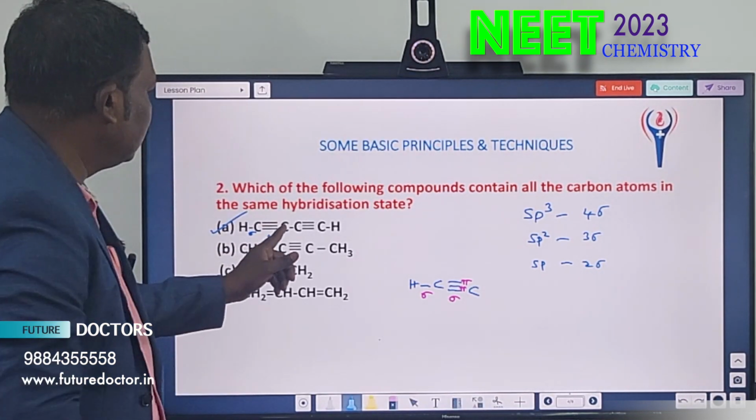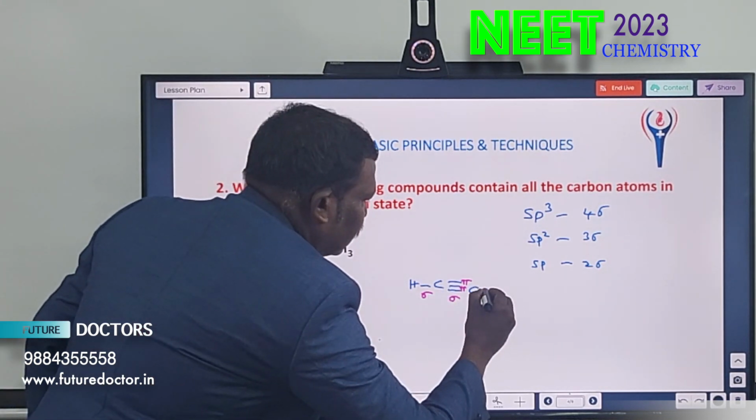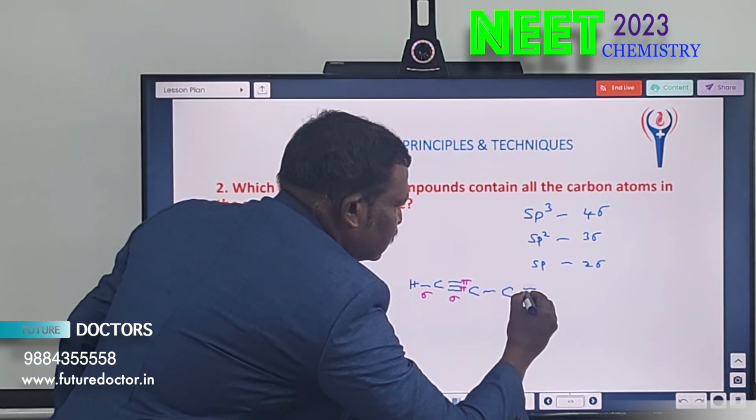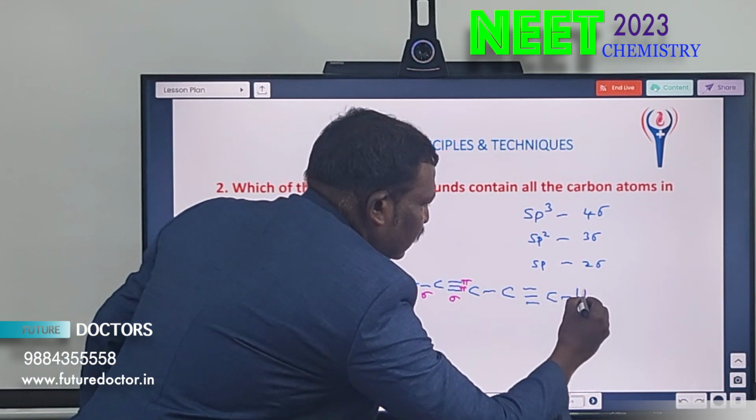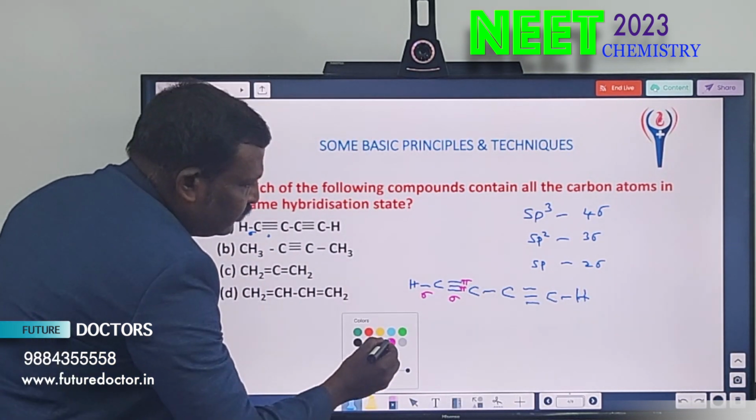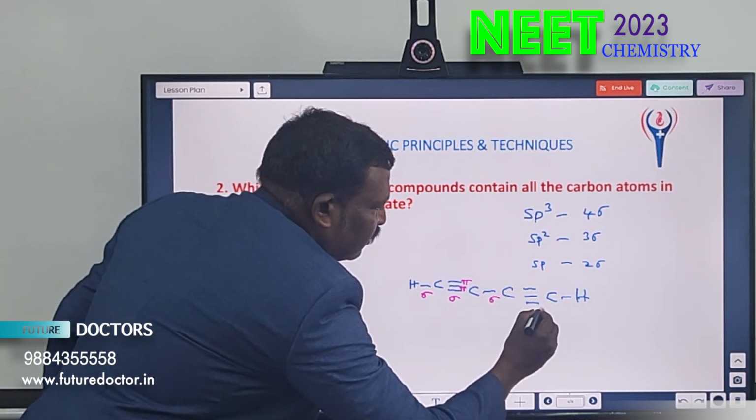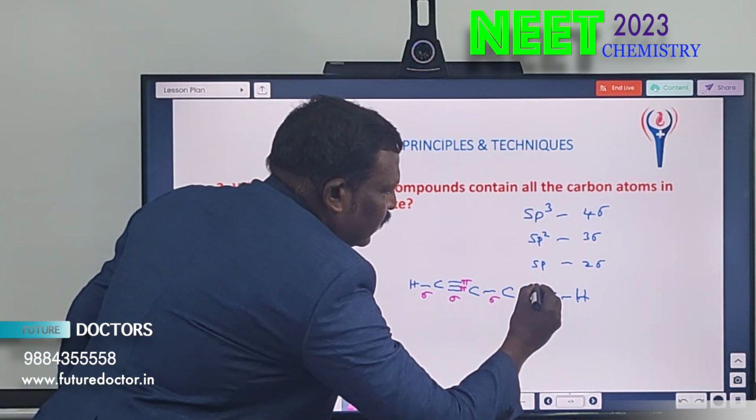Okay, simple. 1, 2, 3, 4, carbon only is there, no? Okay, right. Again C triple bond, again CH. Understood? Okay, now you know that as usual, here sigma bond. First bond will be sigma bond, remaining will be what? All will be pi bond only. This is also sigma bond.